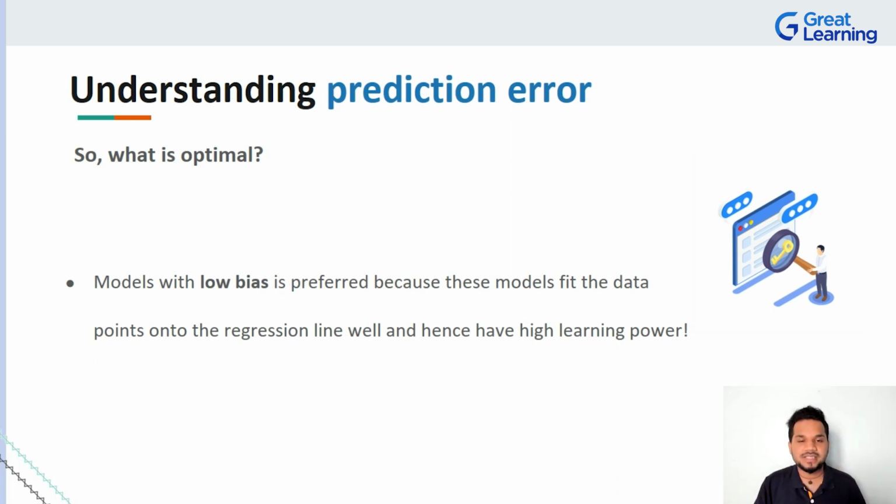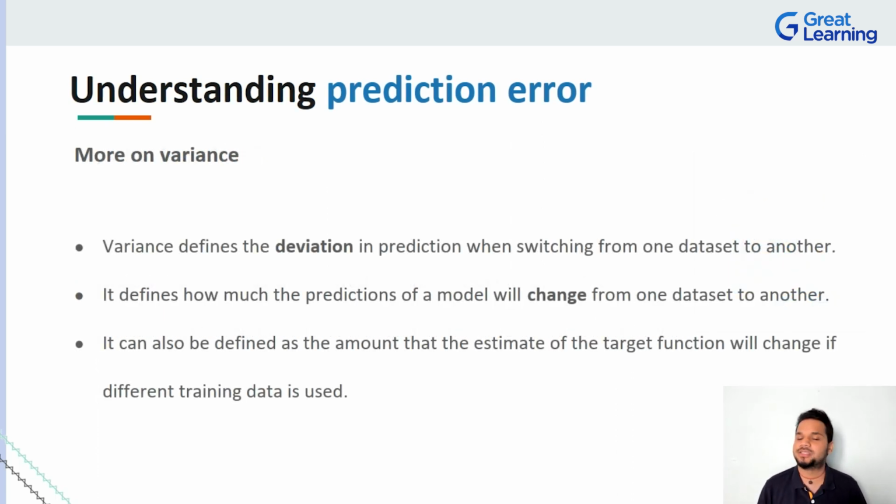So again, if I ask you a question, in machine learning, what do you prefer, low bias or high bias? Do you think you can give me an answer? Of course you can. It is low bias, right? That's the optimal situation. Thinking about variance.